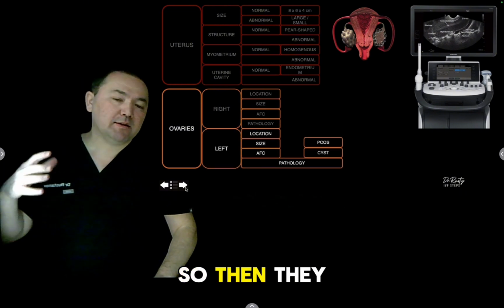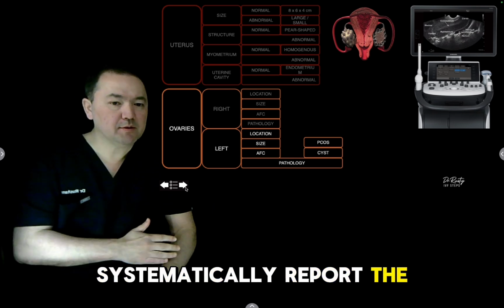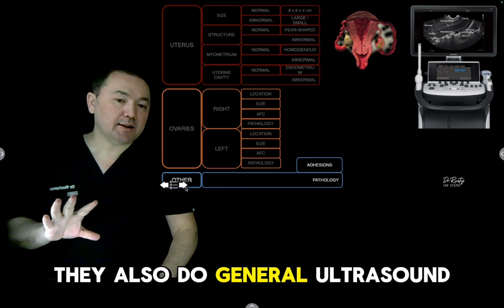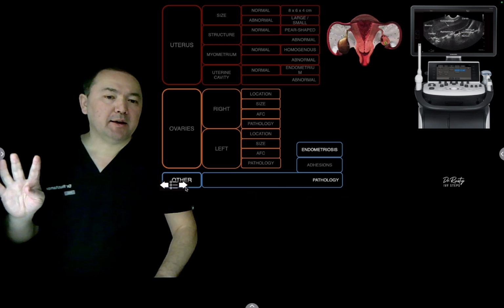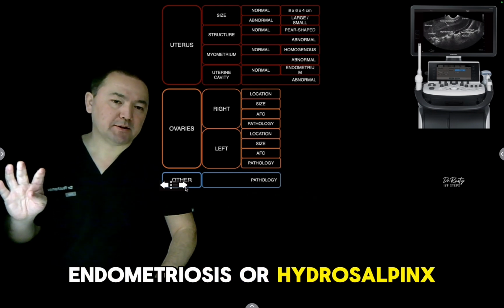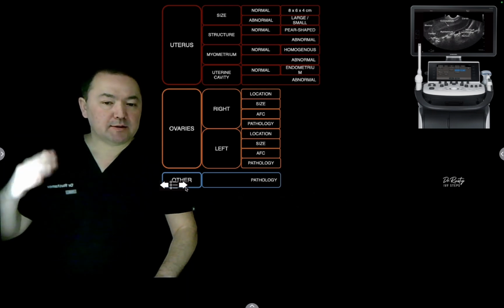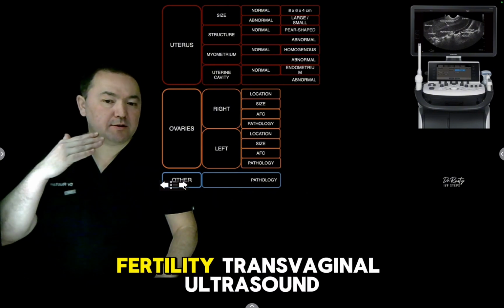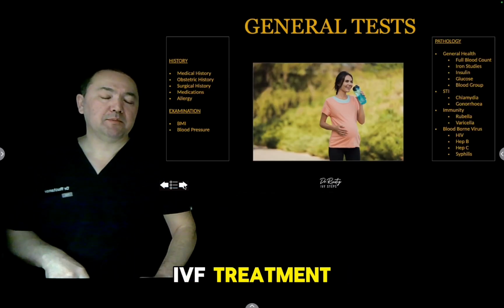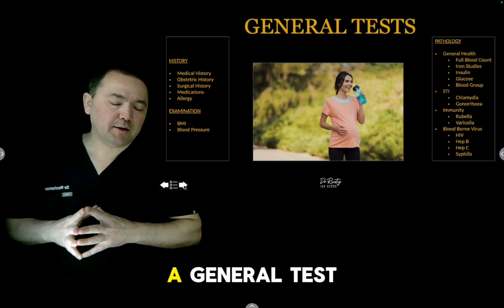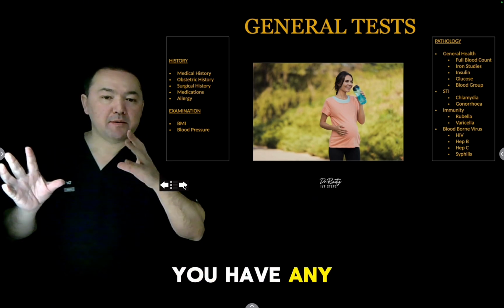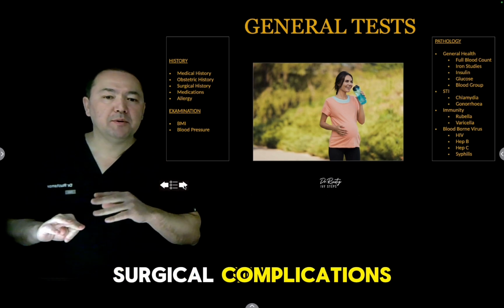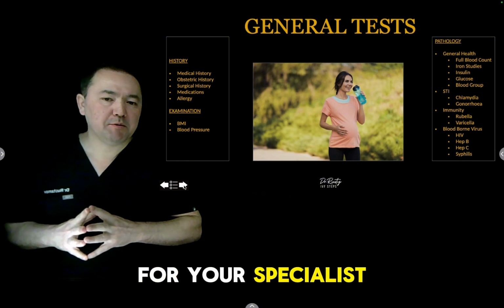So then they check the left ovary, systematically report the left ovary, and they also do general ultrasound scanning to check if you have any sign of adhesions, any sign of endometriosis or hydrosalpinx. So, yes, it's very important that you have a very systematic fertility transvaginal ultrasound scan before undergoing IVF treatment. Also, you have a general check to see if you have any medical problems, any history of surgical complications. That's very important for your specialist to know.